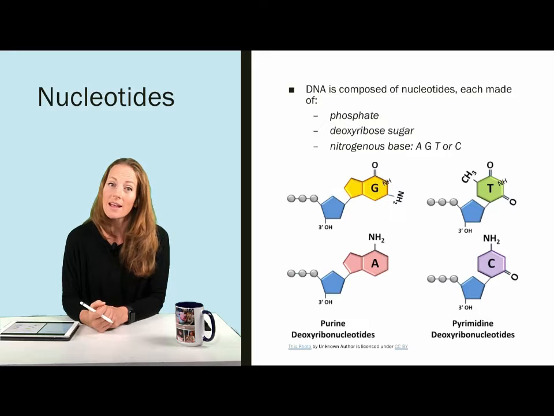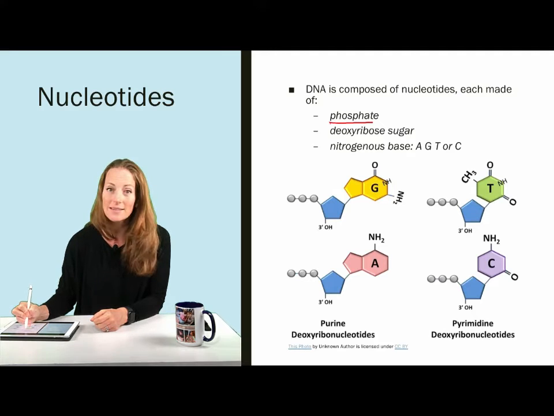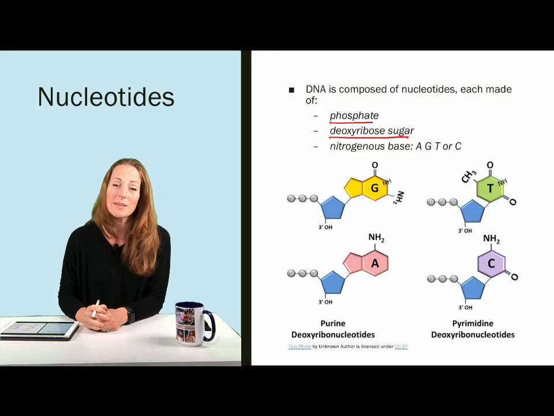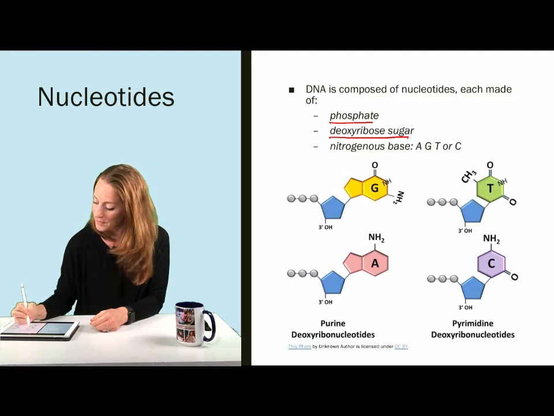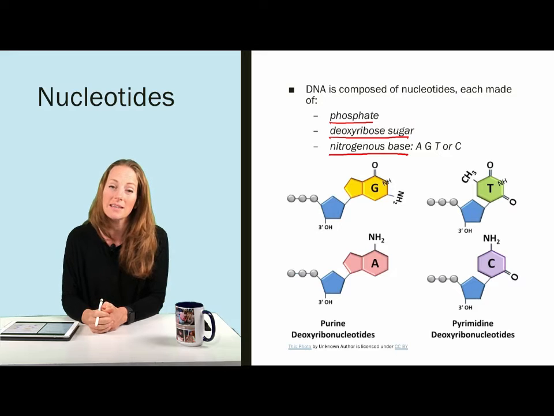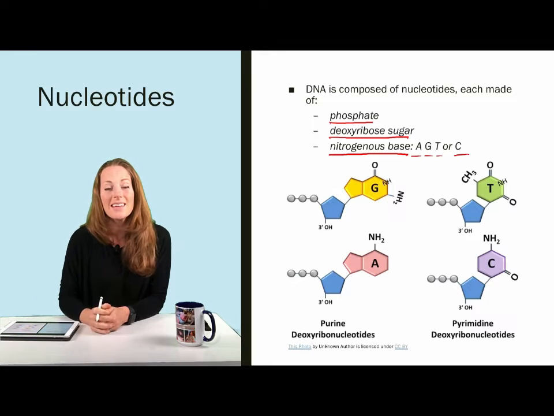Each nucleotide has 3 basic chemical groups: the phosphate, the deoxyribose sugar, which is where the D in DNA comes from, and one of 4 possible nitrogenous bases. These nitrogenous bases are adenine, thymine, guanine, or cytosine, which we shorten to A, G, T, or C.